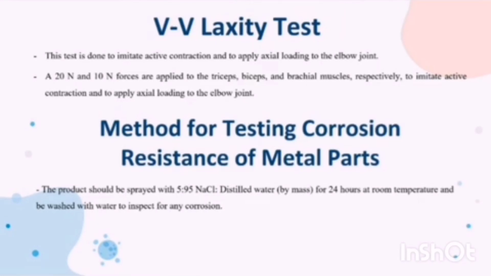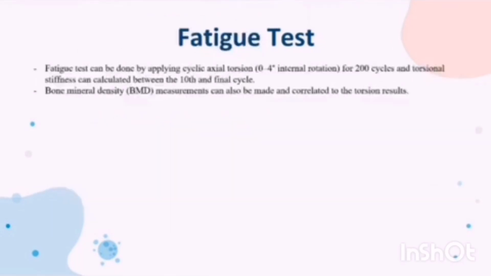The product should be sprayed with sodium chloride distilled water for 24 hours at room temperature and be washed with water to inspect for any corrosion. The next test is the fatigue test. The fatigue test can be done by applying cyclic axial torsion for 200 cycles, and torsional stiffness can be calculated between the 10th and final cycle. Bone mineral density (BMD) measurements can also be made and correlated to the torsion results.